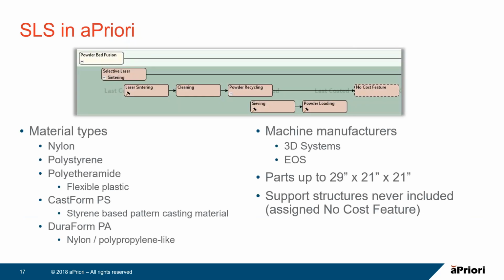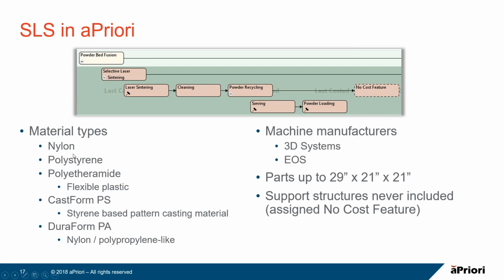So SLS in aPriori consists of the laser sintering process. This is the sintering of the part. Cleaning, which is removing powder from in and around the part. This is represented as either compressed air or dry ice, depending on material. And because it's a powder bed fusion process, we have to consider powder. So we've got 2 processes for that: sieving, which is to remove the damaged powder, and powder loading to put new powder into the next build. And we've got a no-cost feature process here, which is essentially where we're assigning support structures to no-cost feature, so there's no cycle time or cost associated with them.